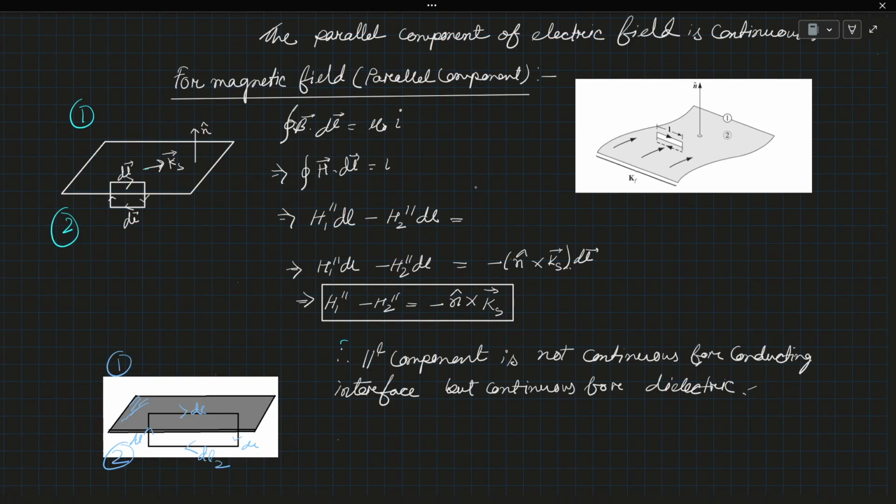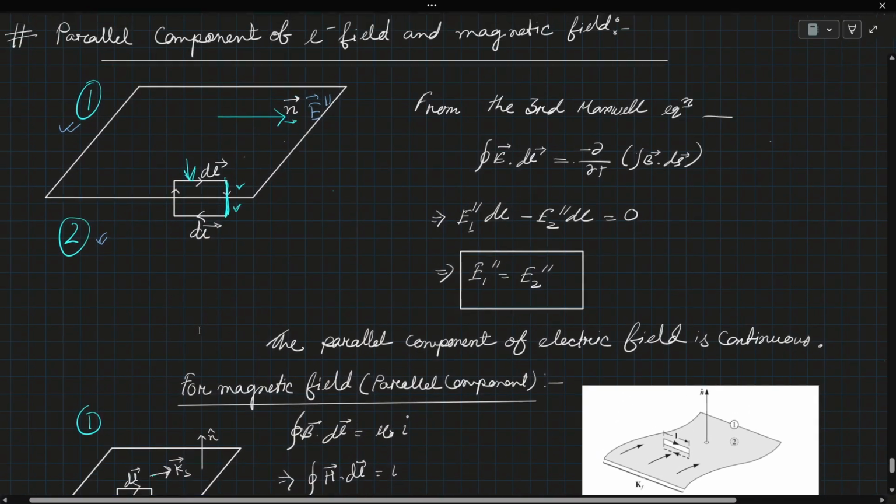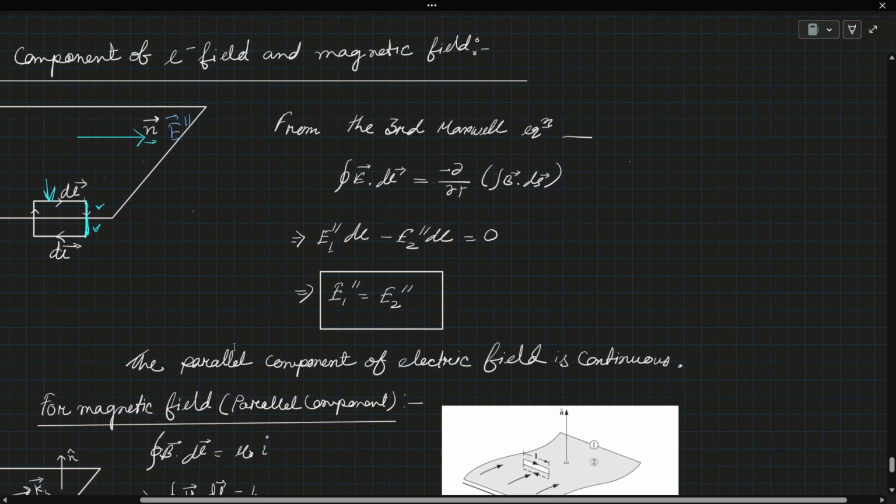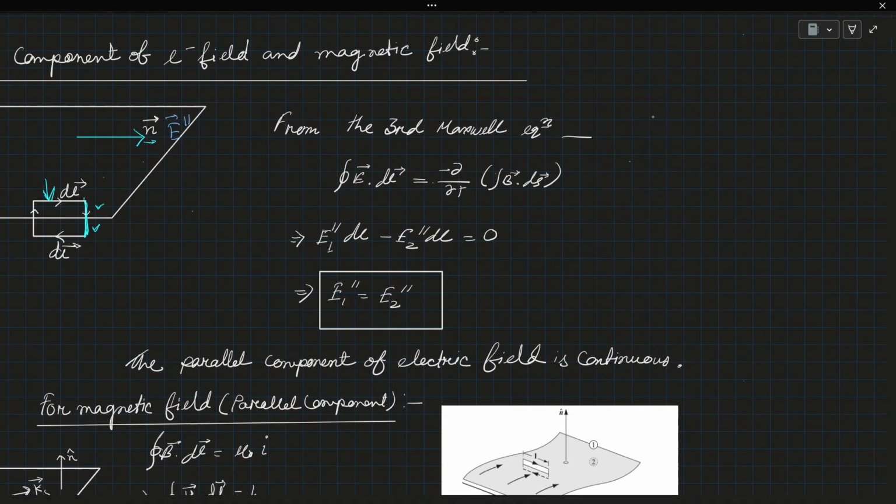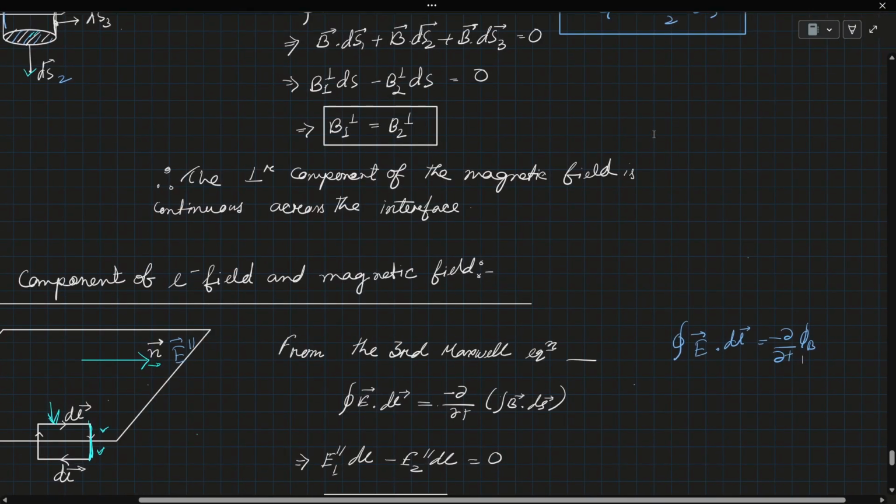Okay, so from Maxwell's third equation, that means from Faraday's law, ∮E·dl = −∂/∂t of Φ_B. Φ_B means magnetic flux. I have taught you this in the first class.